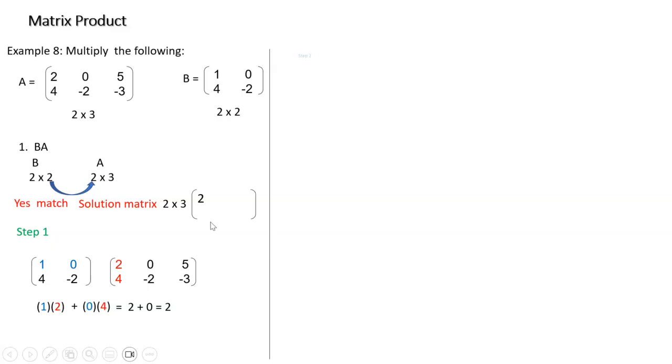Now step 2. Right? I need to have the same row, because I need to multiply the first row times every column. So the next one will be column 2, which will be in red. I already did the first column, which was step 1. Now step 2 is going to be 1 times 0 plus 0 times negative 2. The answer will be 0. So the 0 goes on the first row, second column.